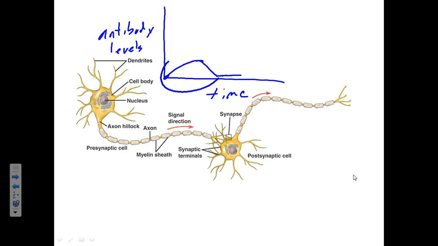This is what we call what immune response? That's the primary. But let's say over here, right at this point, you're exposed to that same germ again. What happens? That kind of thing happens. And that's your secondary immune response. It happens way faster, it happens way bigger, because what's already there? Memory cells.